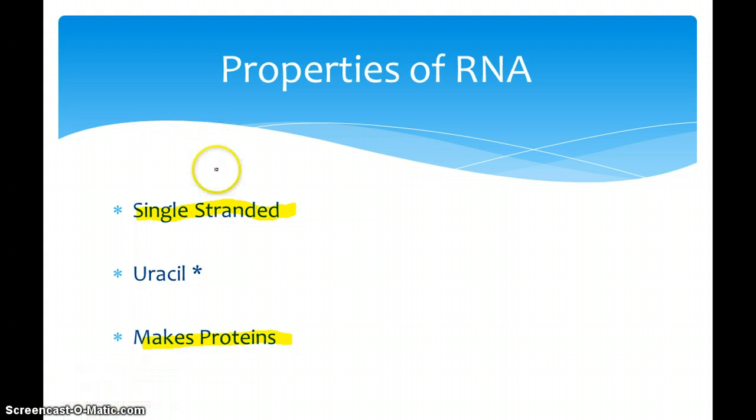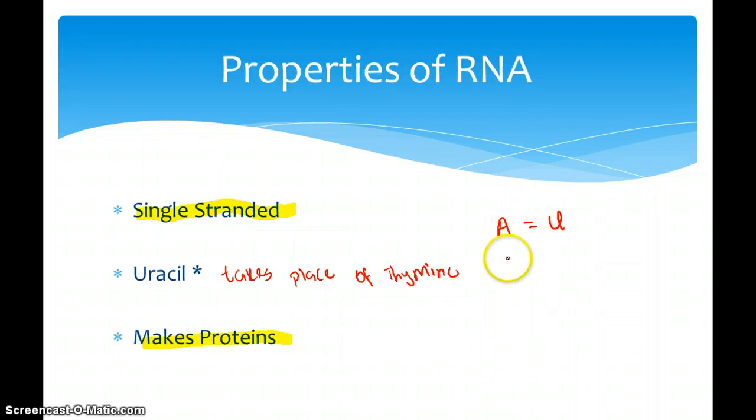So uracil takes the place of thymine. So now we have adenine connecting to uracil, and then the standard guanine connecting to cytosine. But that's why RNA is important.